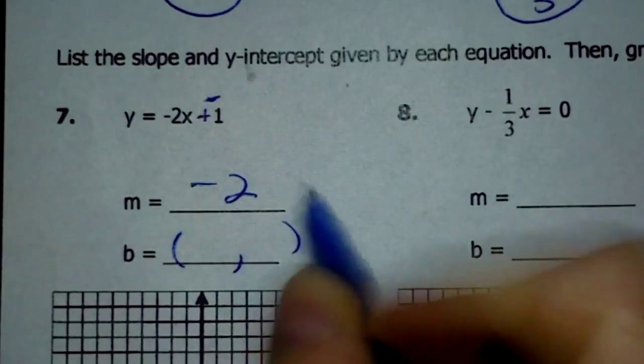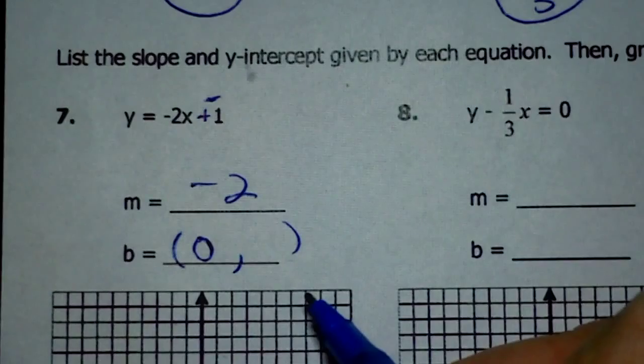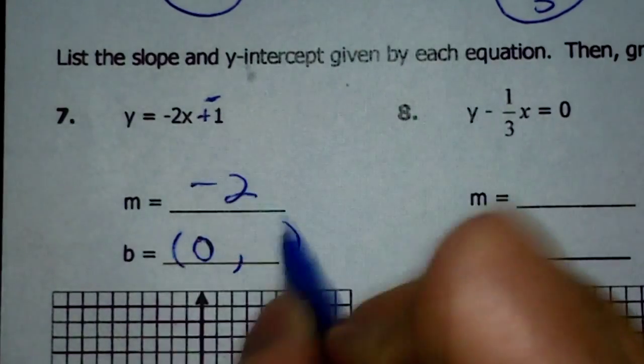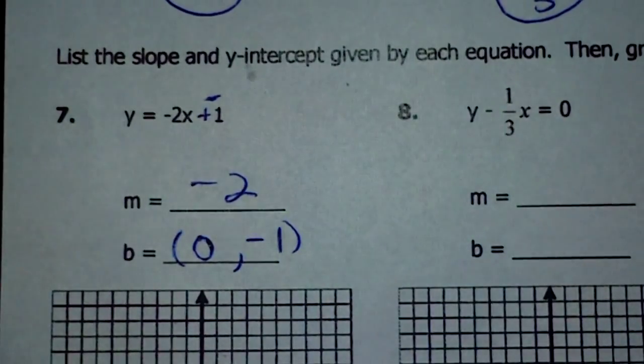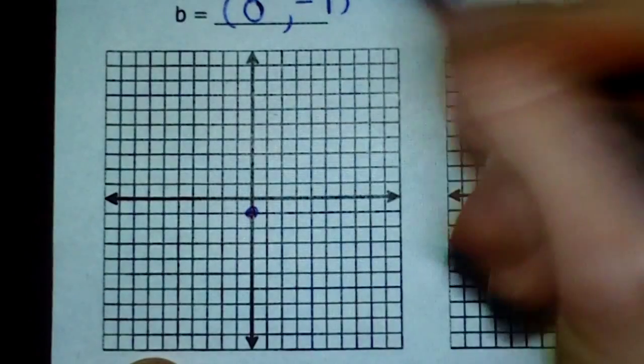And your b as an ordered pair, if it's a y-intercept, that means it's what y is when x is 0. So 0, and the number by itself is a -1. To graph that, you first plot the y-intercept, so 0, -1 is down here, and a slope of -2.